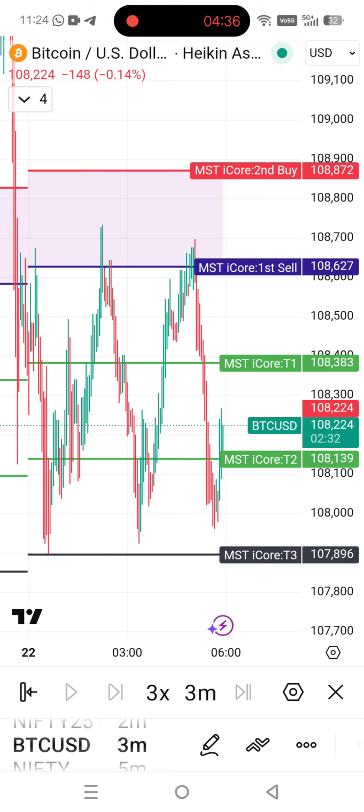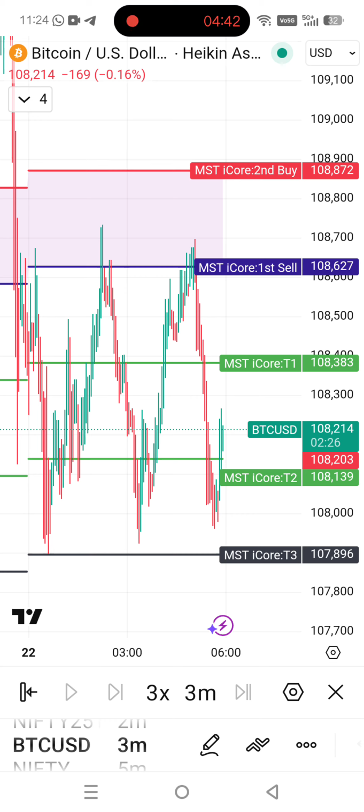Now who is controlling the market? This is the international market, Bitcoin. We don't know what will happen. Anything may happen. But our MSTI Core indicator exactly predicted where it will reverse, where it will reverse and what will be the target. Everything it has identified.